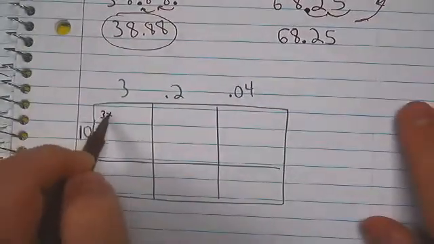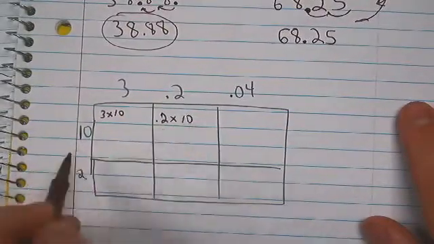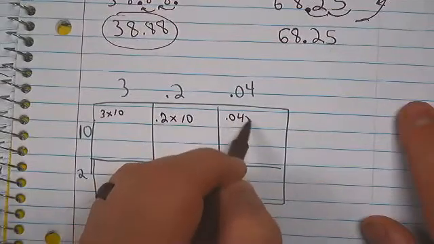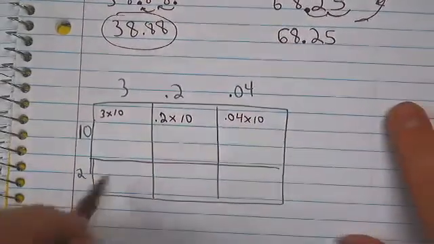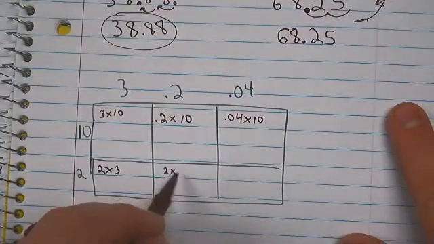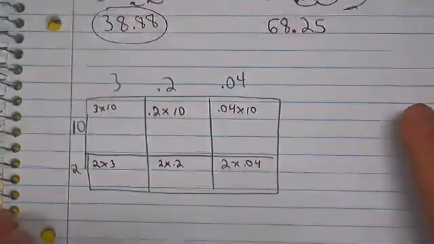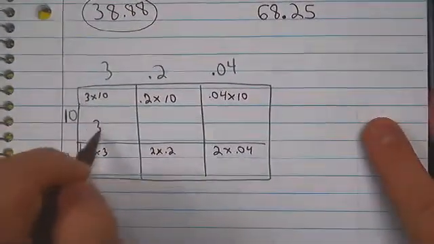So here, this is 3 times 10. This is going to be 2 tenths times 10. This is going to be 4 hundredths times 10. And this is going to be 2 times 3. This is going to be 2 times 2 tenths. And this is going to be 2 times 4 hundredths. All right, so 3 times 10 is 30.